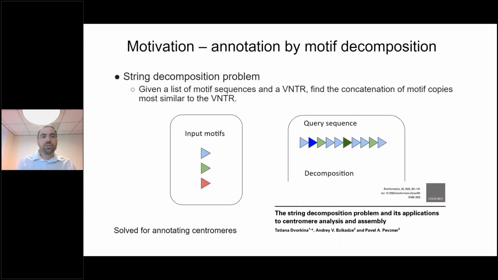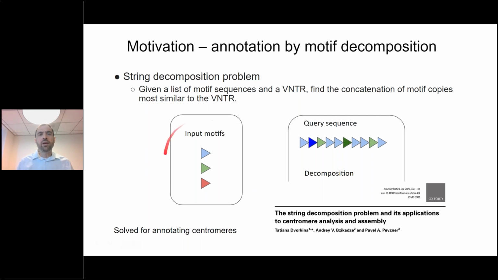So the problem of taking a set of input motifs and finding the closest possible sequence to a new query sequence was actually solved in the Pevzner lab a couple of years ago by Tatiana Dvorkina and Andrey Bzikadze in the context of annotating centromeric sequences, where they're able to take a set of input sequences that represent monomers that construct tandem centromeres, essentially annotating what monomers are in a particular centromere. So this is a solved problem. And we use this approach for annotating query sequences.